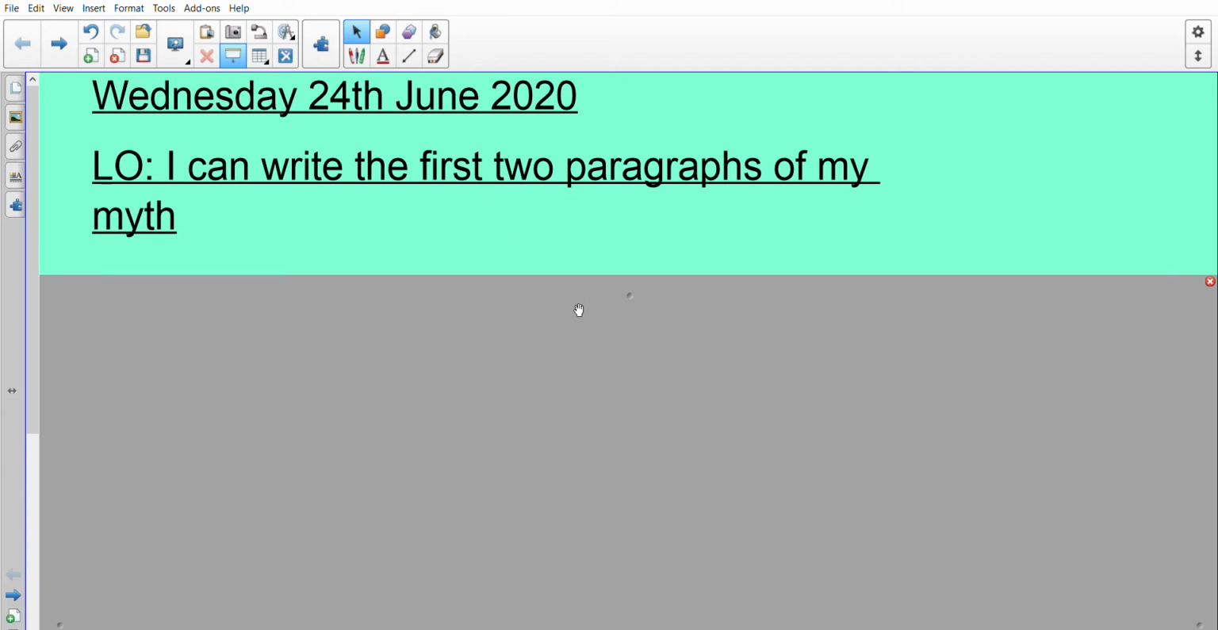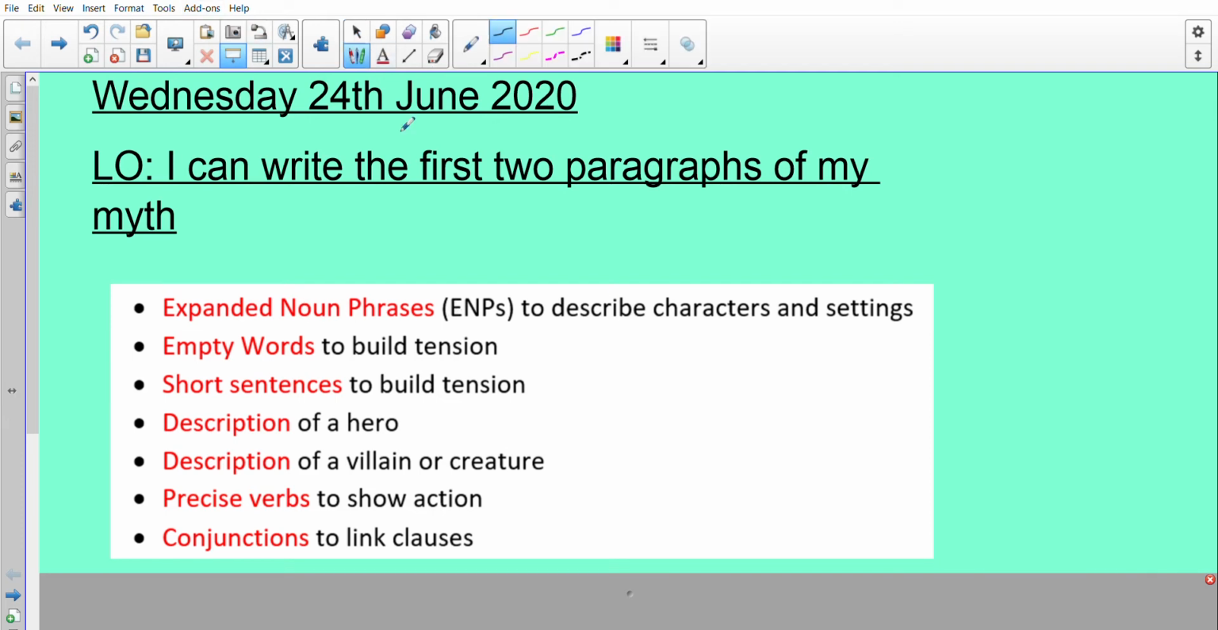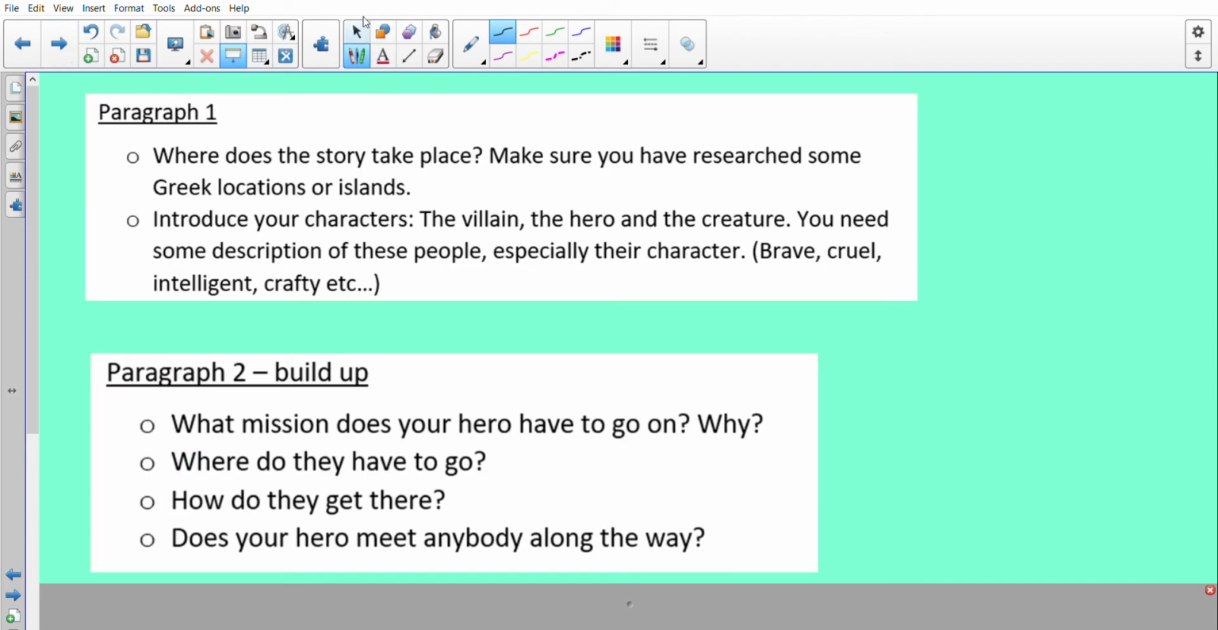Let's recap the toolkit features we were looking at in the last couple of weeks. The ones we're really going to be interested in today are the expanded noun phrases, a bit of a description of a hero, and a bit of a description of a villain or creature. Not a detailed description, but just an introduction. Let's remind ourselves what we need to be looking for today.